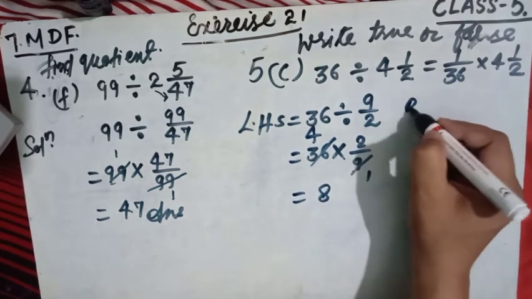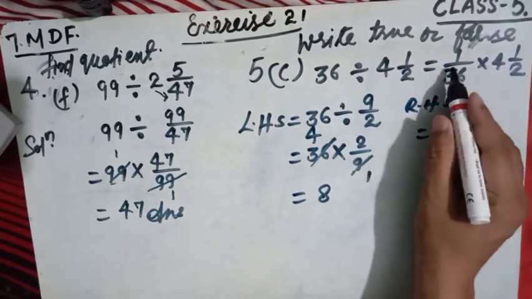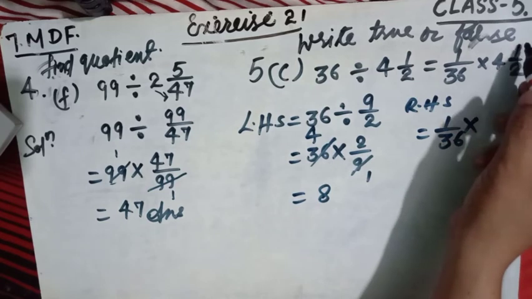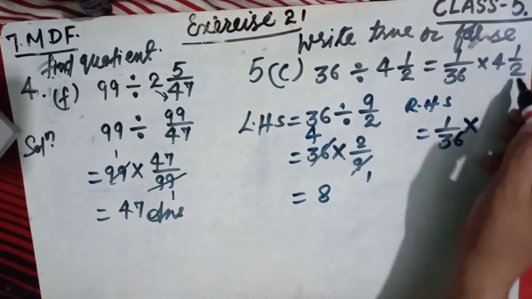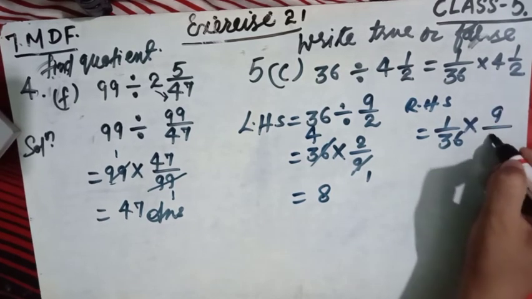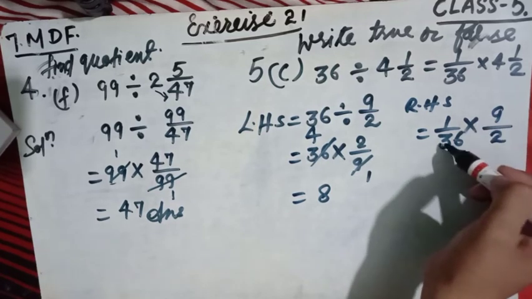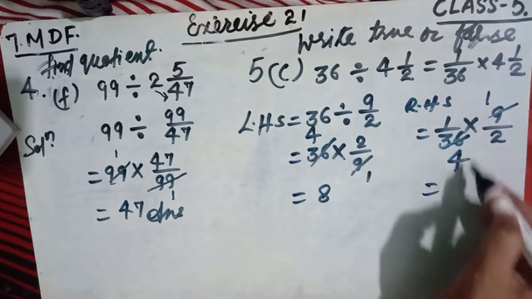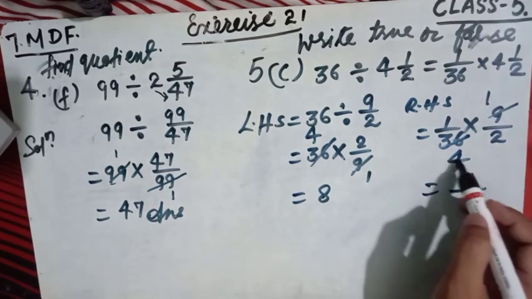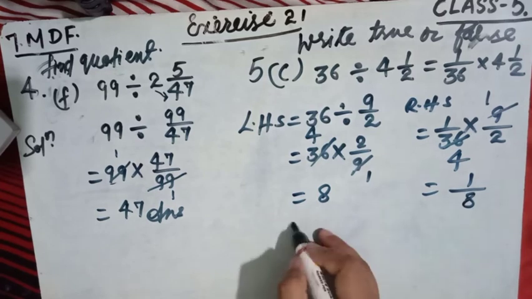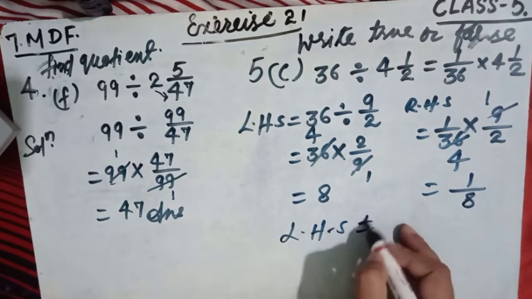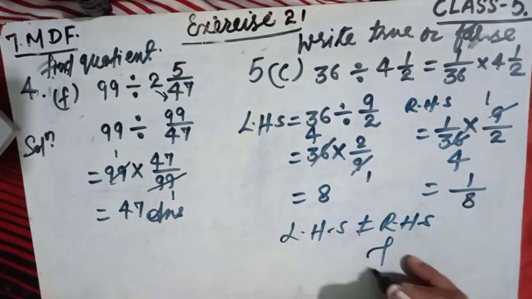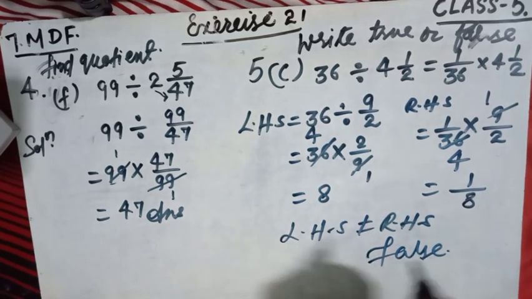Now the right hand side. Have a look, 1 upon 36 as it is. Now multiply. Change this mixed fraction into improper. 4 twos are 8 plus 1 is 9, so 9 upon 2. Now this is the numerator and this is the denominator. Cancel: 9 ones are 9, 9 fours are 36. So the numerator is just 1 and the denominator is 4 twos are 8. Have a look friends, the left hand side is not equal to the right hand side. So this statement is wrong, it means false. I hope you will understand.